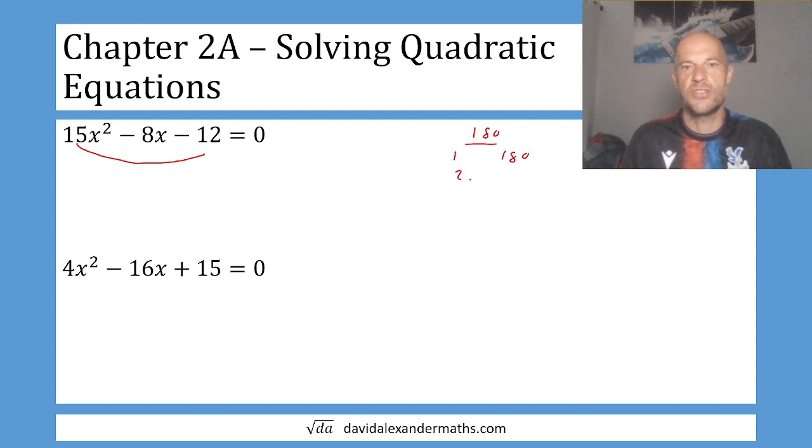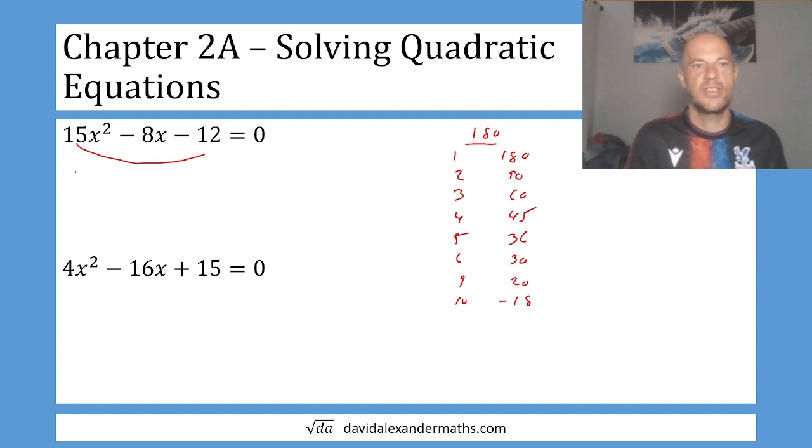So that's 1 times 180, 2 times 90, 3 times 60, 4 times 45, 5 times 36, 6 times 30, I don't think 7 goes, 8 doesn't go, 9 goes 20 times, and 10 goes 18 times. So how do I get negative 8? 10 minus 18. So I'm going to write this as 15x squared minus 18x plus 10x minus 12 equals 0.